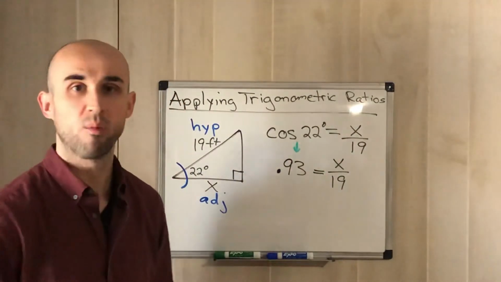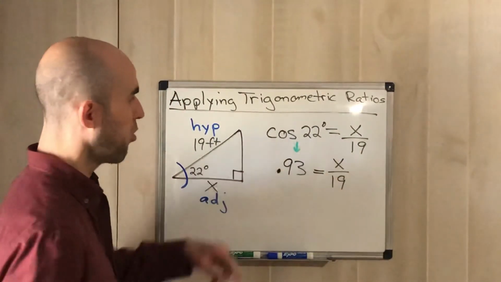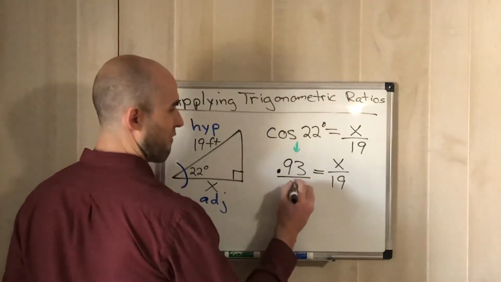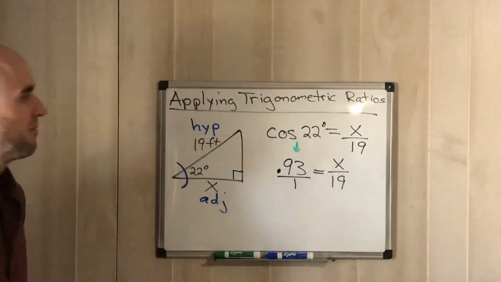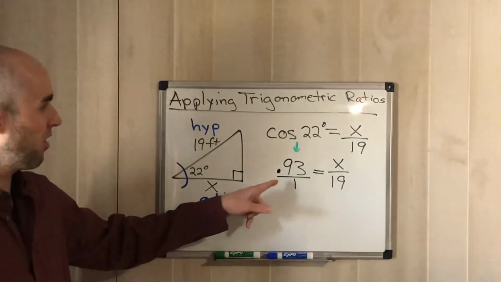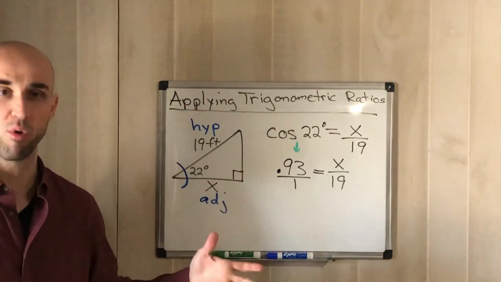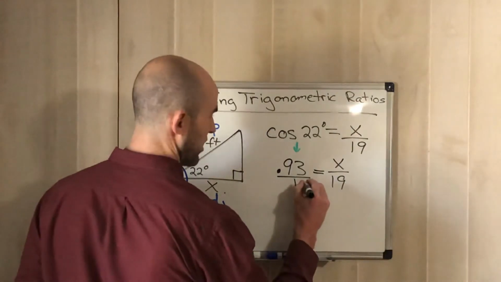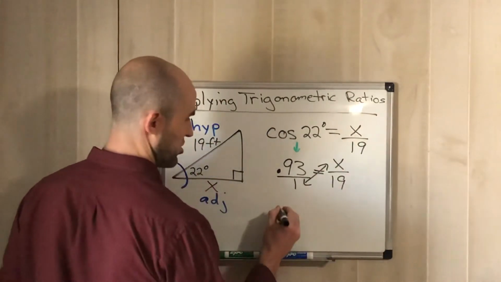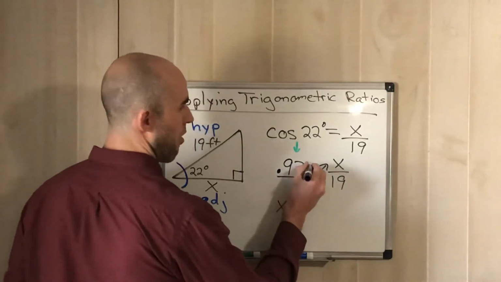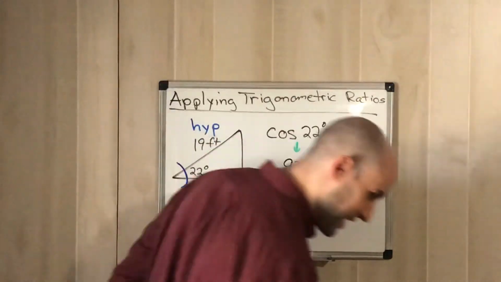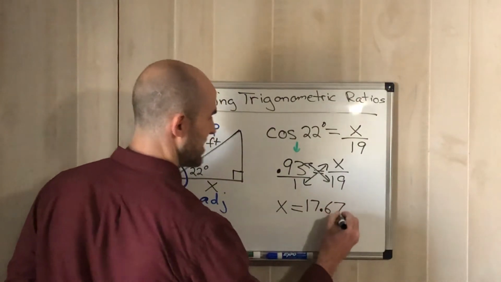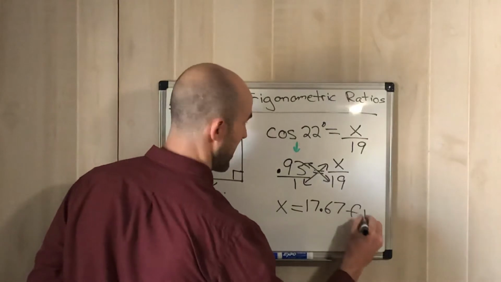Now, our goal is to solve for x. The easiest way that we can do this is by turning this into a proportion, right? That's a fraction. This isn't a fraction, so the easiest way to turn it into a fraction is to put it over 1. Once you have a proportion, just cross multiply. We're going to do 1 times x, which is just x. And then when we do 0.93 times 19, it's going to end up giving us 17.67 feet. And there's our answer, guys.